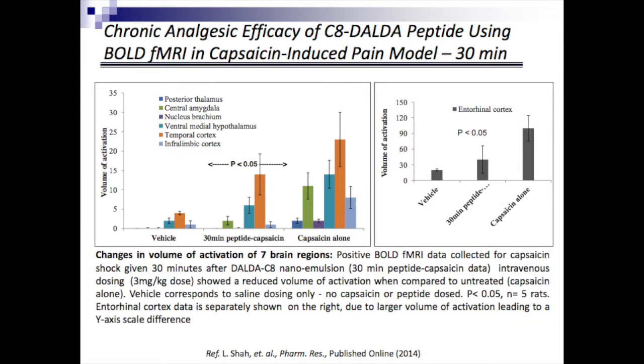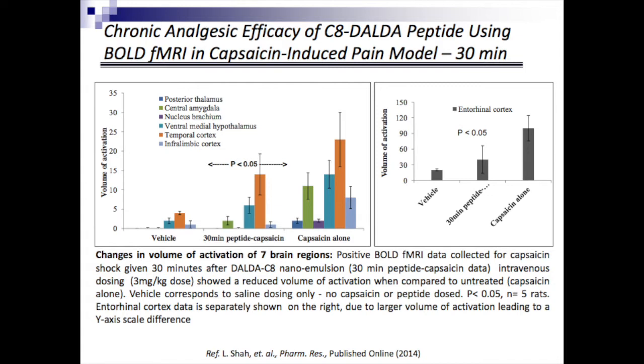In the first slide here, we again injected our peptide at a 3 milligram per kilogram dose IV to these CD1 mice who were treated with capsaicin, and looked at 7 different regions. We looked at multiple regions, but the ones characterized here are the ones that actually did show significant differences when treated with the peptide as compared to control.